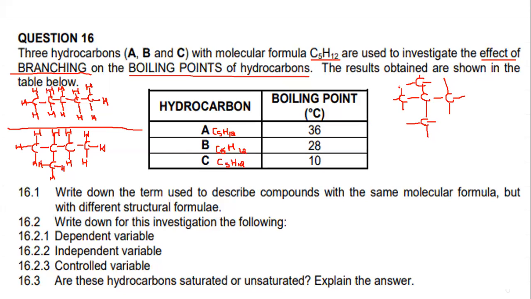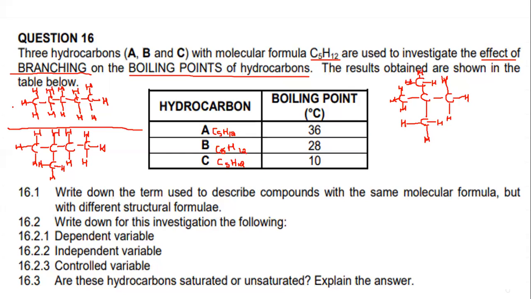Then I put my hydrogens, so 1, 2, 3, 4, 5, 6, 7, 8, 9, 10, 11, 12. So all these molecules are C5H12 altogether. So they are definitely isomers because the molecular formula is the same, but the structure is not the same.